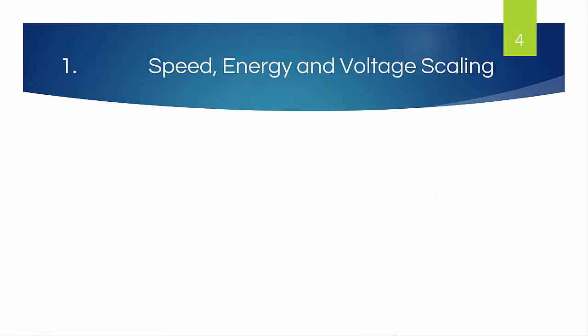Speed, energy, and voltage scaling. Circuit speed and energy dissipation depend on voltage. The speed or clock frequency of a digital circuit is proportional to the supply voltage VDD. The energy necessary to operate is assumed to have two components.